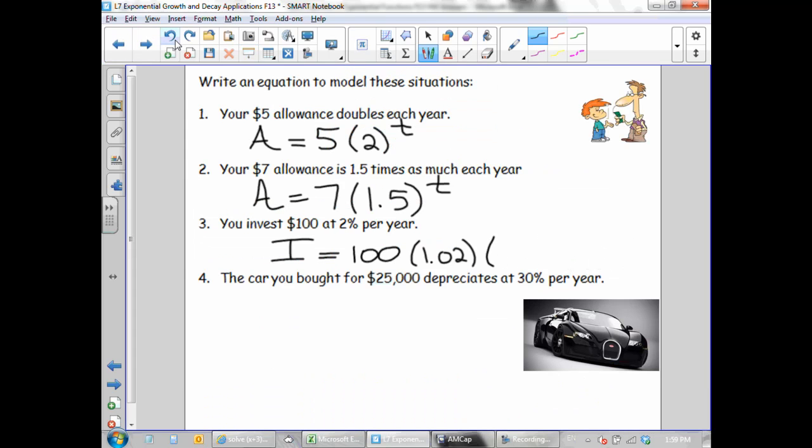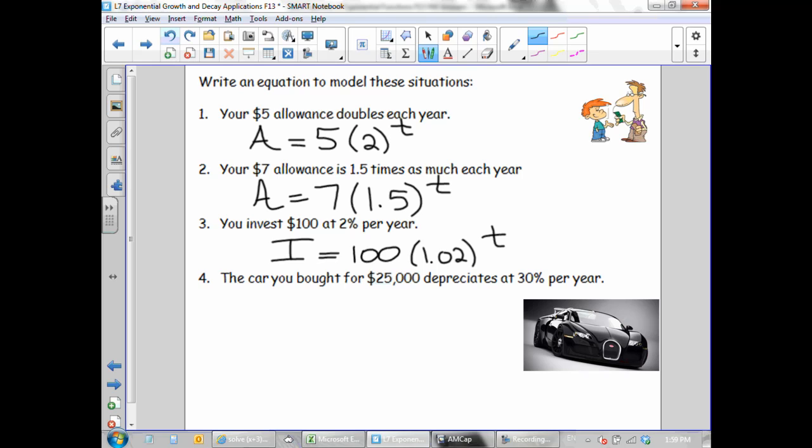So instead of writing that out a bunch of times, let's just use a variable. How about t for time? So if I said to Matt, I want to know if I put $100 away at 2% per year, in 10 years, how much will I have? Where are you going to put this 10 in the equation? Where the t is. Okay? And you could figure out how much that is. I'm not asking you to do that yet, but that's what's coming.